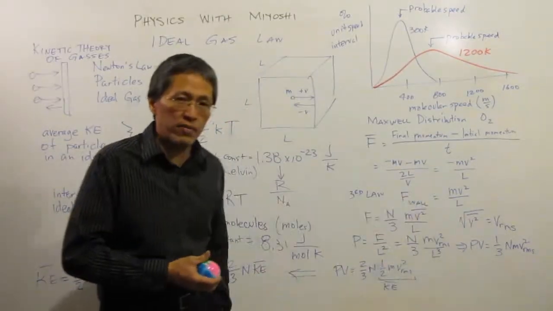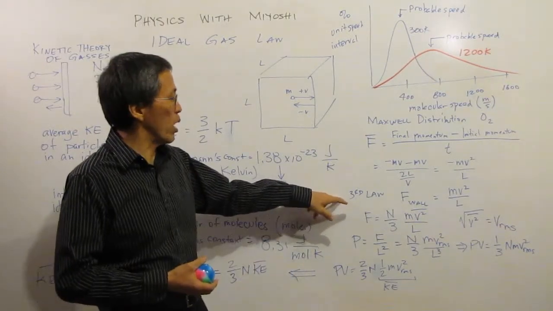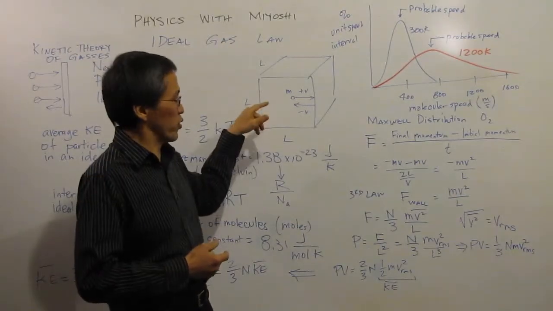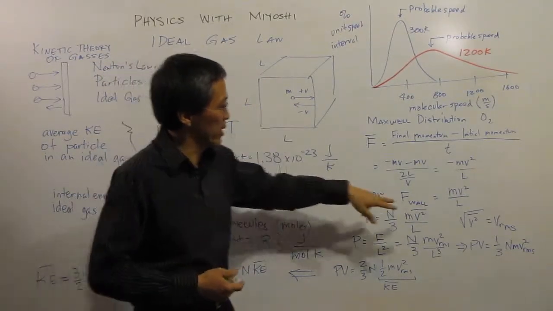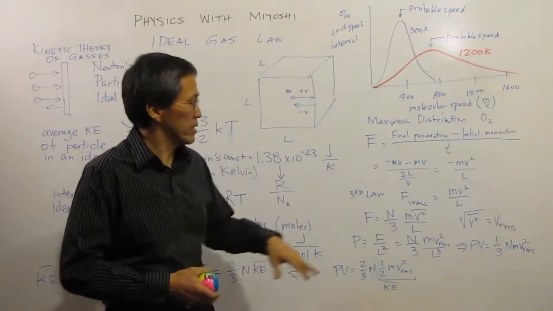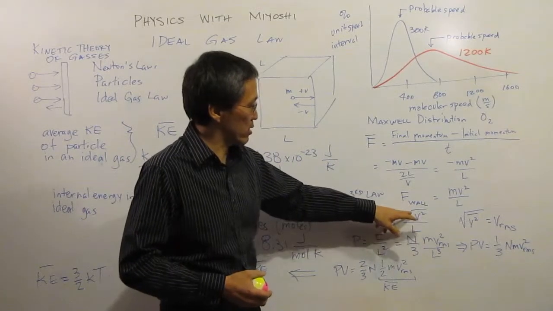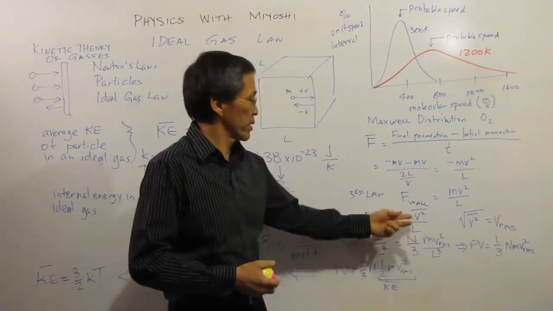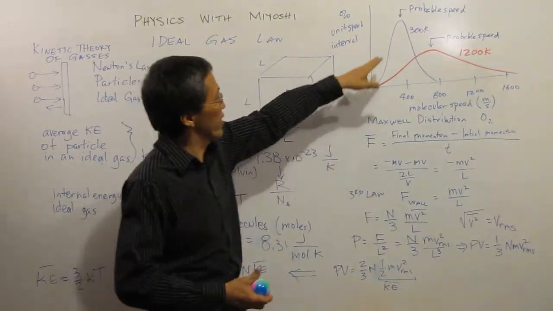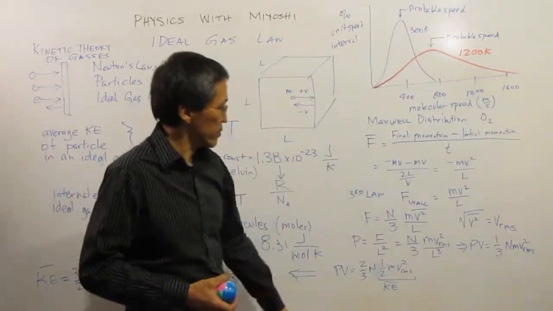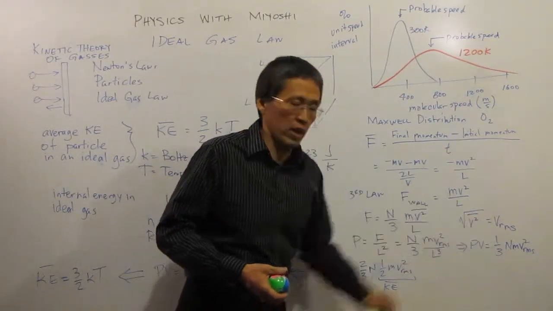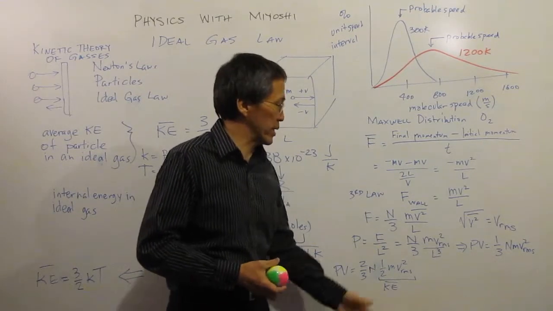Well, I'm getting ahead of myself here a little bit. But if we look at the wall, the third law says that the force on the wall is going to be the opposite of this, which is mv squared over L. Now v, in this case, we're going to take the average v squared of this particle, and that's where this probable speed comes in. That's going to be called our VRMS, our root mean squared speed.